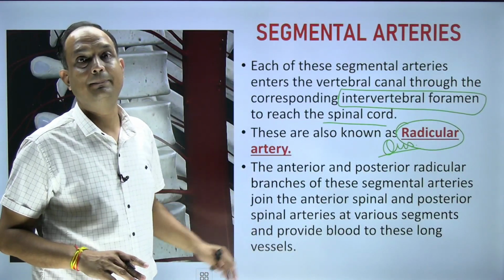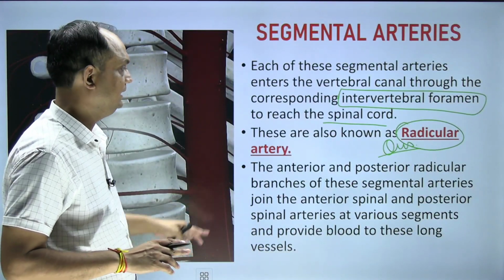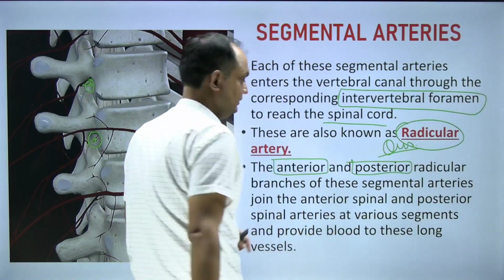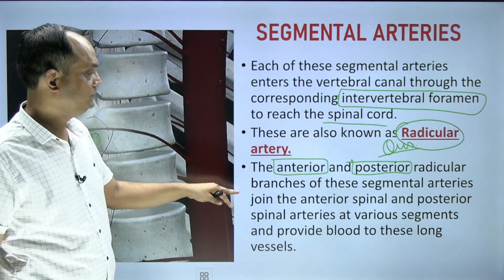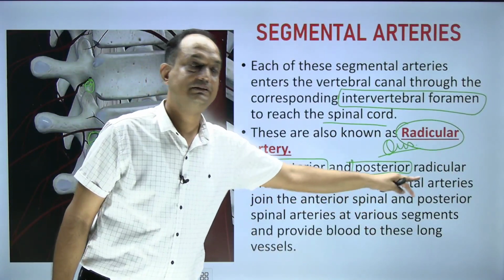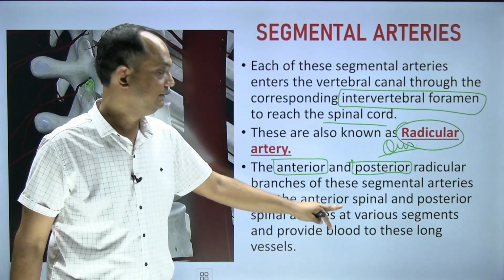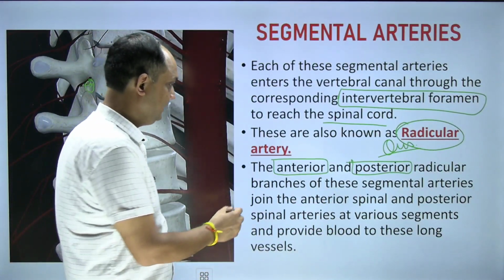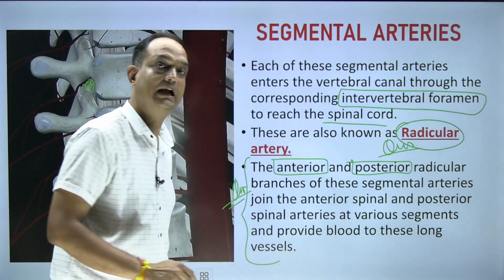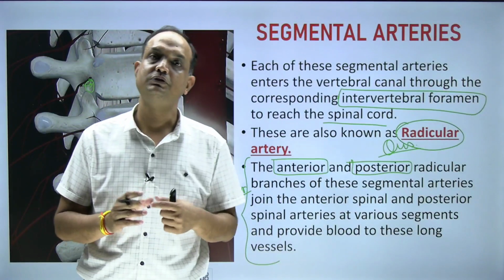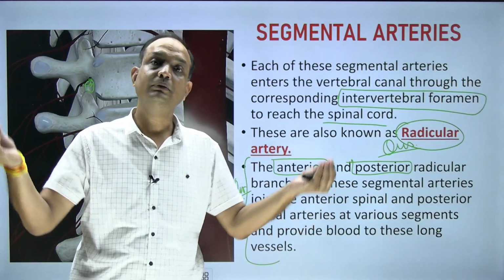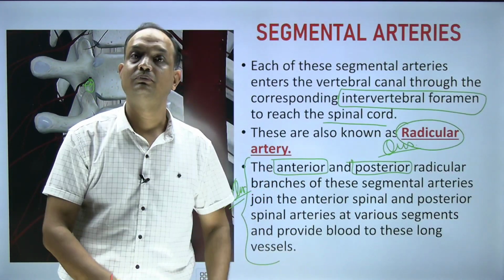So now what will happen with the segmental artery? That segmental artery divides into two branches, anterior and posterior radicular branches. Now these anterior and posterior radicular branches of the segmental artery join the anterior as well as the posterior spinal artery at various segments and provide blood to these long vessels. So now this concept is clear, that whenever you are having the anterior and posterior spinal artery, the blood which is present in the anterior and posterior spinal artery from the vertebral artery is not reaching up to the lower end.